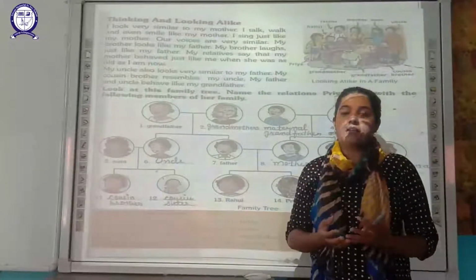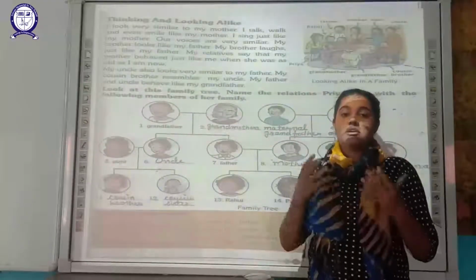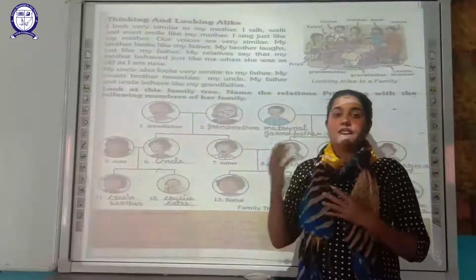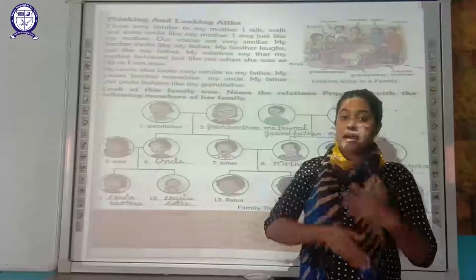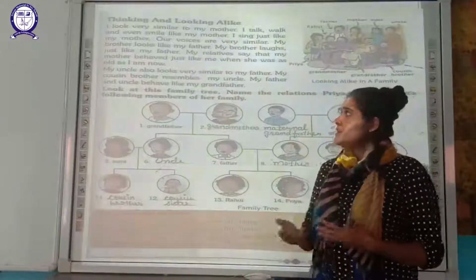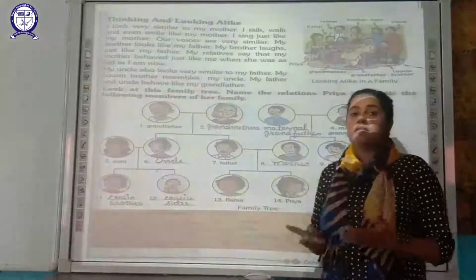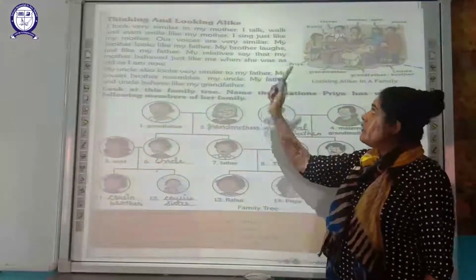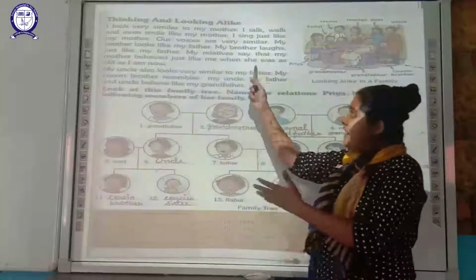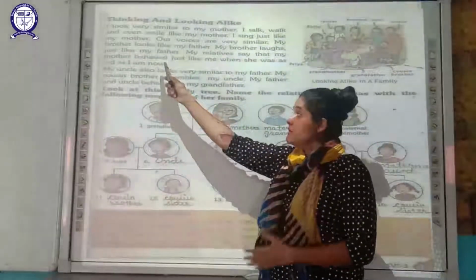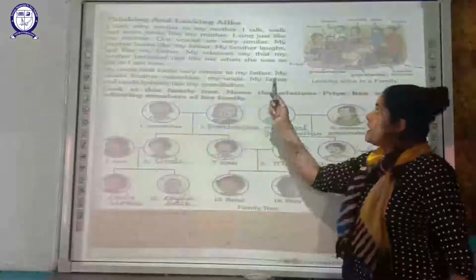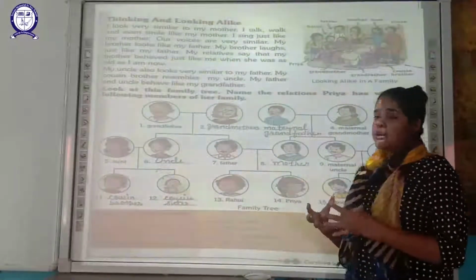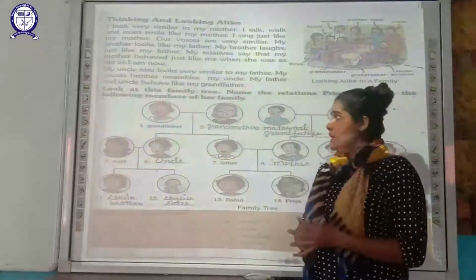There are certain characteristics like the eye color or the hair type. If your father has curly hair, the child will also have curly hair. So there are certain characteristics in which you are very similar to your parents. Next, like Rahul, brother of Priya, he laughs very much like his father, and there are various ways in which we can look similar.